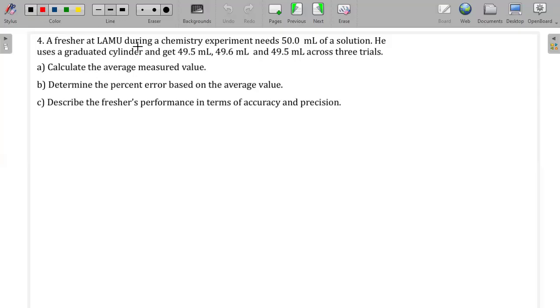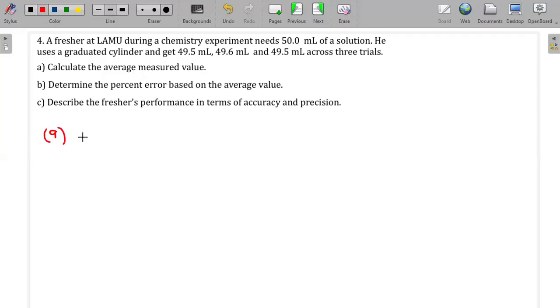A fresher at the lab, during a chemistry experiment, needs 50.0 milliliters of a solution. He uses a graduated cylinder and gets 49.5 mL, 49.6 mL, and 49.5 mL across 3 trials. A. Calculate the average measured value.